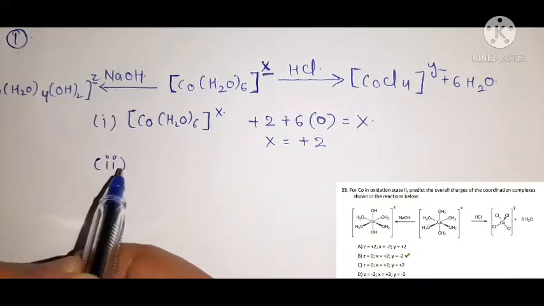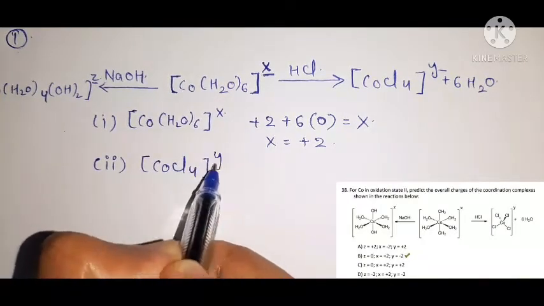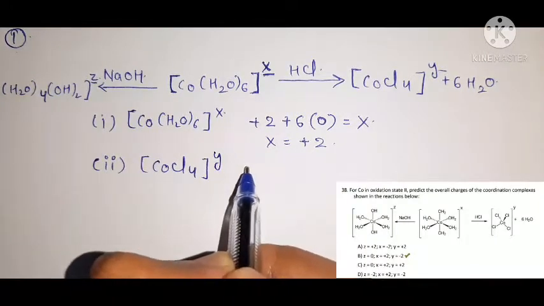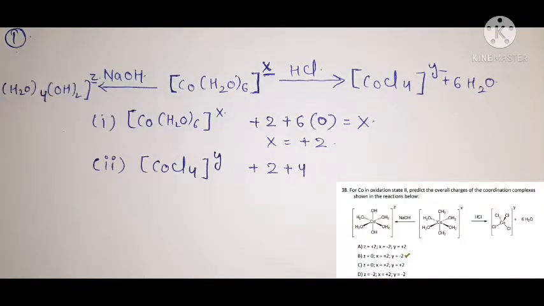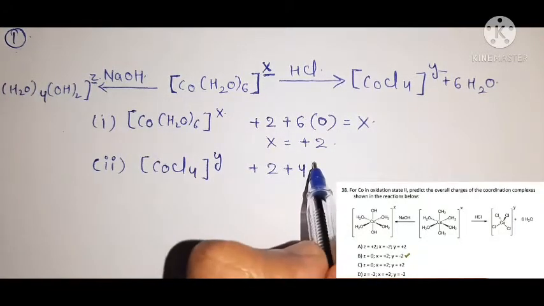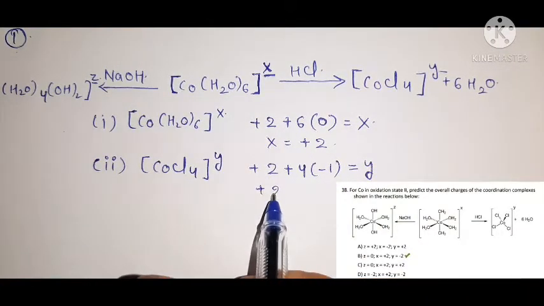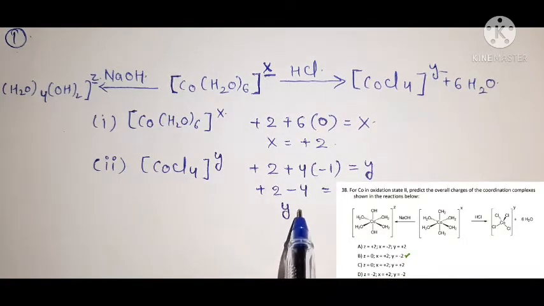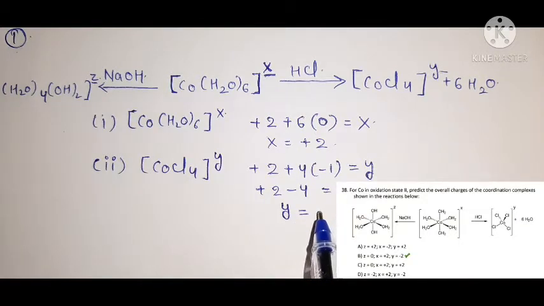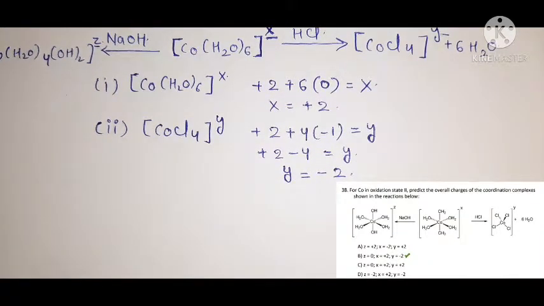Now in the second complex, CoCl4 Y, here cobalt is present in +2 oxidation state plus there is a negative charge present on the chlorine ligand. That means it will be 4 multiplied by -1 equals Y. So +2 minus 4 equals Y. So ultimately Y will be -2. So the value of Y will be -2.